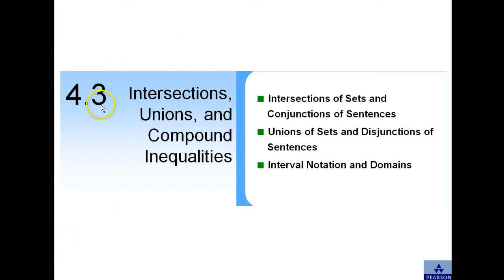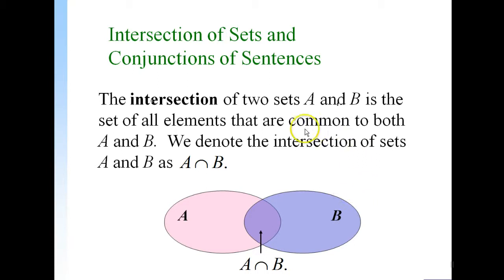We're going on now to topic 3 of chapter 4. Now this is a section that is now included in the Math 105. We didn't cover this in Math 100. And we're dealing with intersections, unions, and compound inequalities. And we'll be talking about interval notation and domain as well. So we're going to look at a Venn diagram here a little bit.